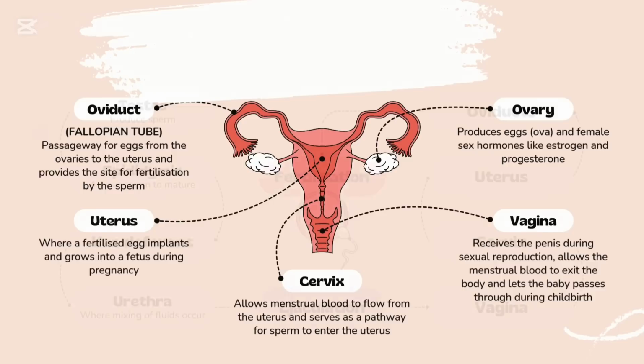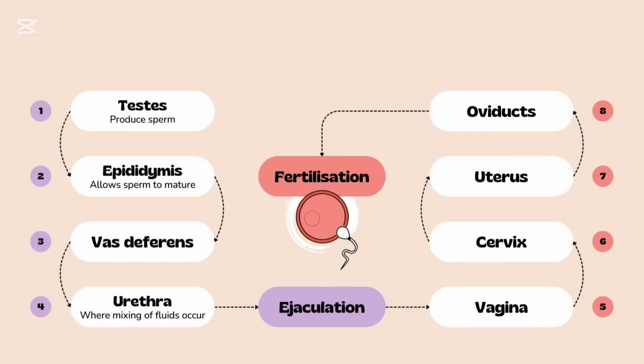Reproductive health care and maintenance. Regular gynecological checkups help monitor reproductive health. Pap smears can detect cervical cancer early. Safe sexual practices, including condom use and regular STI testing, can prevent infections.